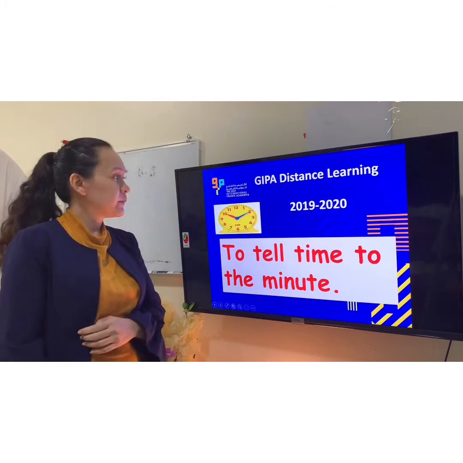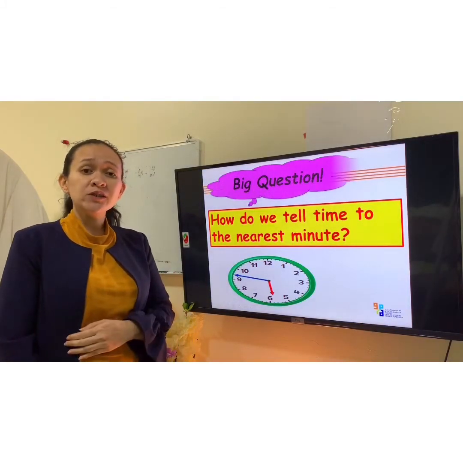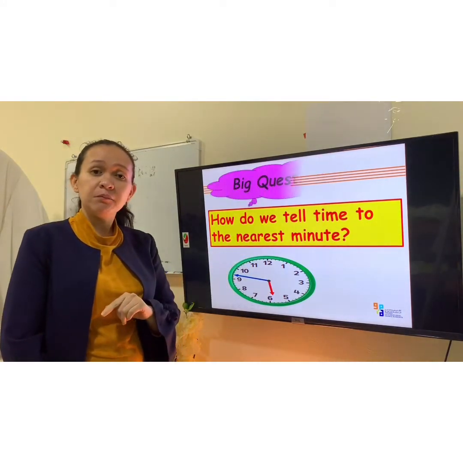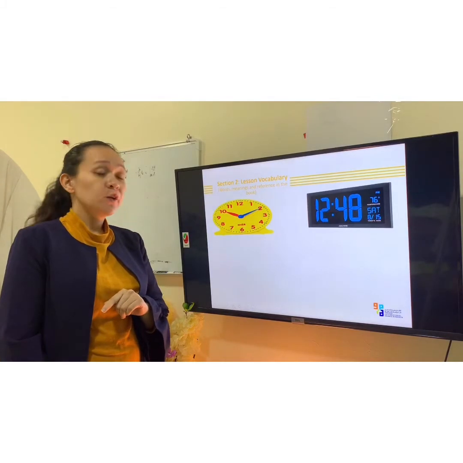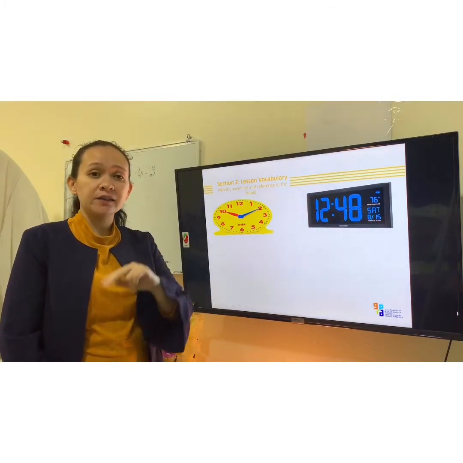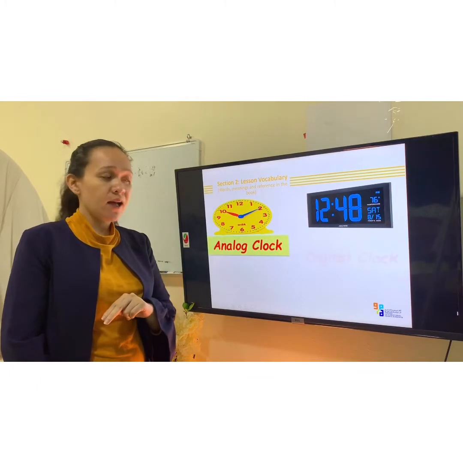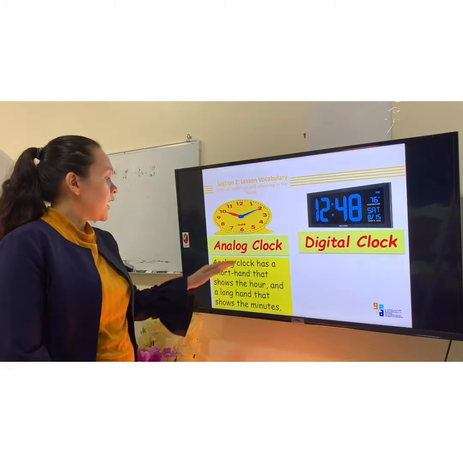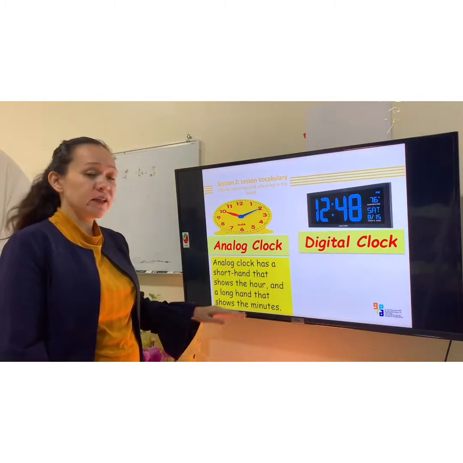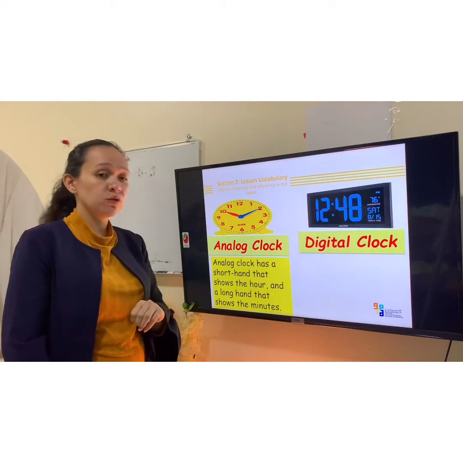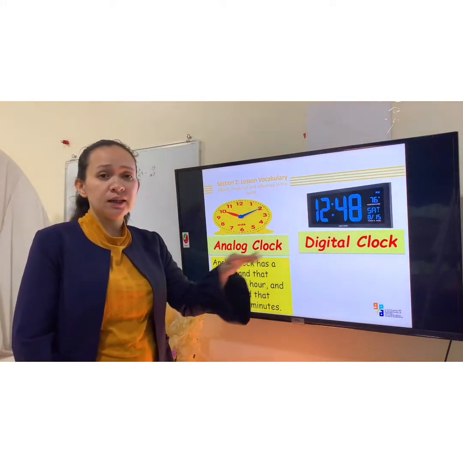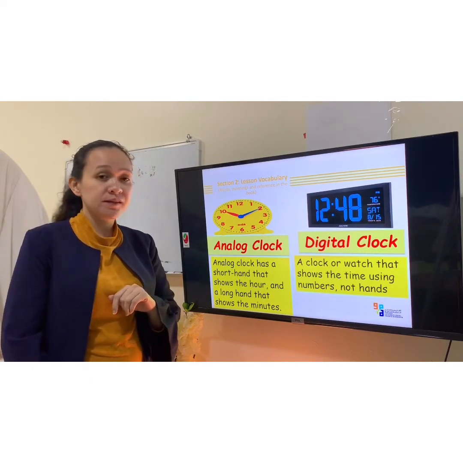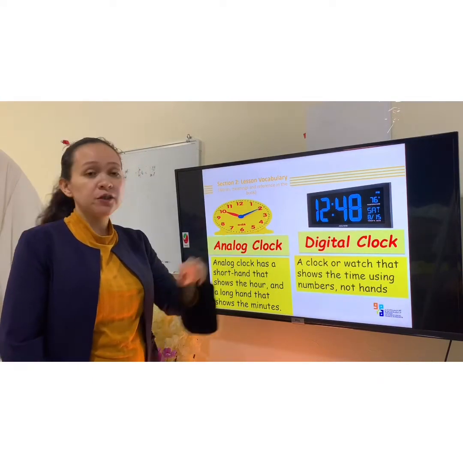Now let's move. In this topic, we are going to answer one big question. How do we tell the time to the nearest minute? We are going to discuss the two kinds of clock, the analog clock and the digital clock. What is an analog clock? An analog clock has a short hand that shows the hour and a long hand that shows the minutes. How about the digital clock? A clock or watch that shows the time using numbers, not hands. Can you see the difference now?